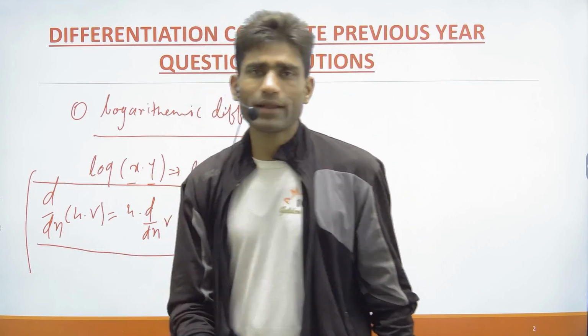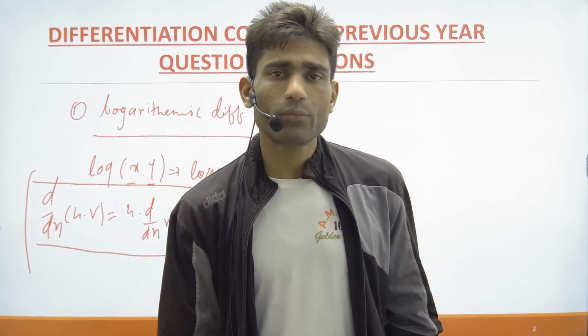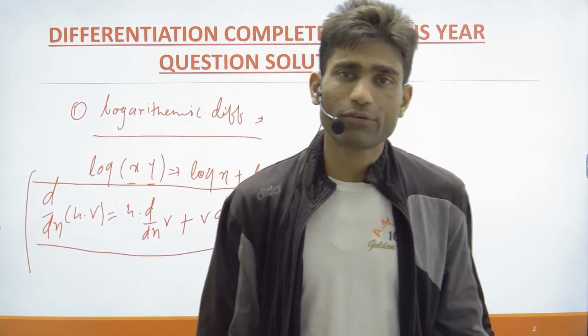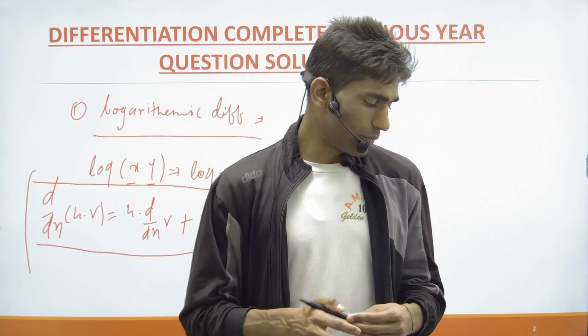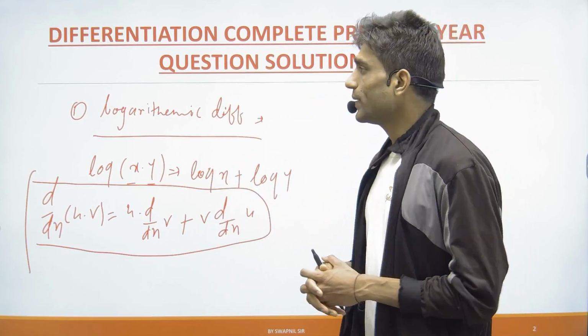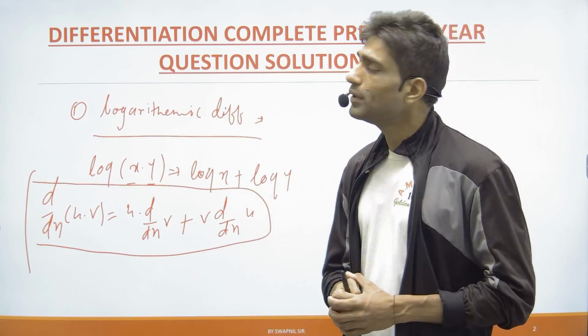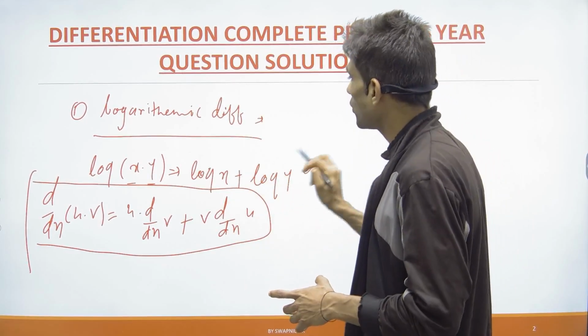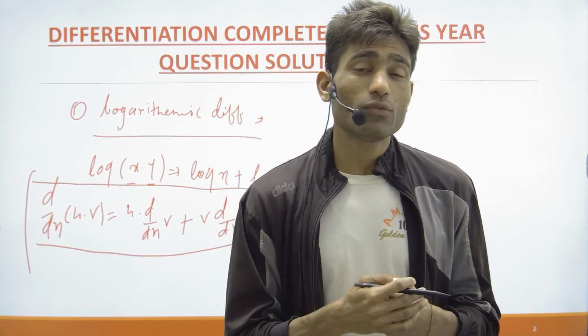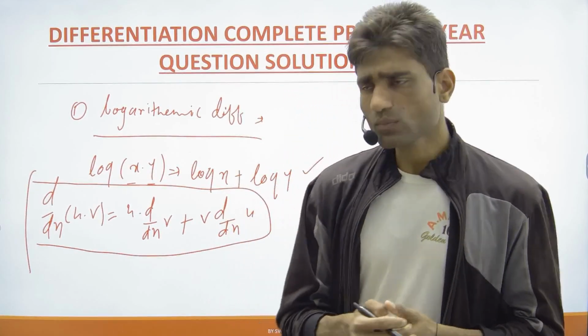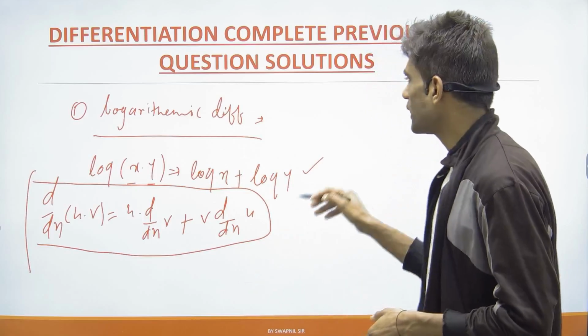We apply this rule whenever we have the multiplication of two different functions, but in most situations we cannot apply the product rule directly. So in such a case we can go for log of x into y, that is the product rule for logarithm. Again, there are many rules, like the exponent rule.